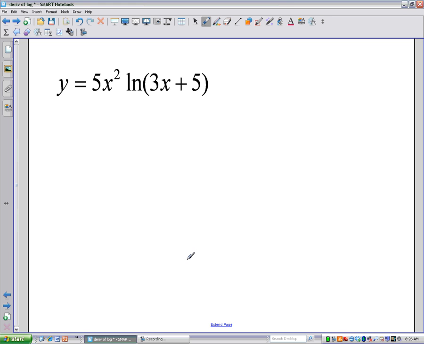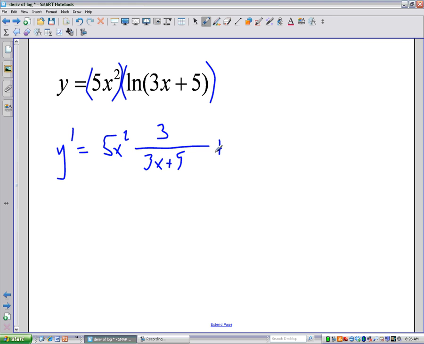Ooh, look at this one. This looks like a product, right? 5x squared times the natural log of 3x plus 5. So we're going to have to use the product rule to do the derivative. And we all remember the product rule because it's burned into our brain. The first times the derivative of the second. And the second's a natural log, so we do the fraction thing, u primed over u: 3x plus 5 on the bottom, derivative of that on the top, plus the second, the natural log of 3x plus 5, times the derivative of the first, which is 10x.